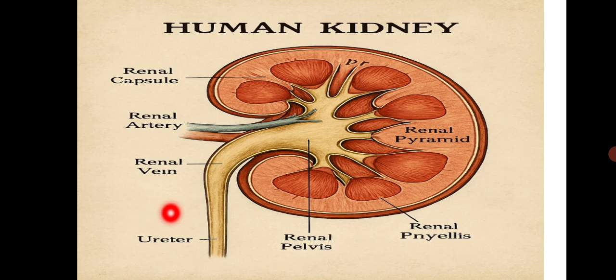And then we have the ureter. Don't confuse this with the urethra. The urethra is a different tube that takes urine from the urinary bladder, while the ureter carries urine to the urinary bladder. There's ureter and urethra. Urethra is an exit point. And then we have the renal pelvis, and then the renal pyramid.